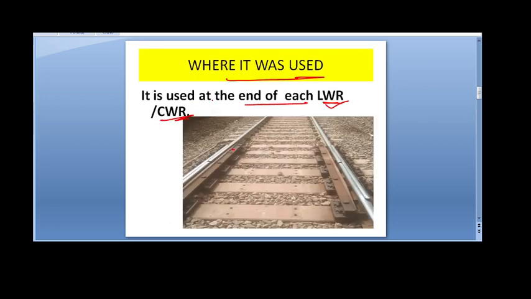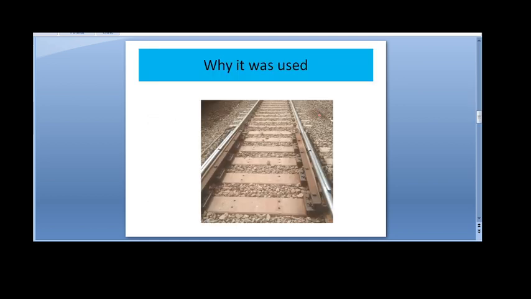You can see here, this is a LWR. This red portion from here to here is LWR. So at the ends of this rail, here one SEJ was provided and here one SEJ was provided. For this rail, here one SEJ and here one SEJ. So we provide this SEJ at the ends of each LWR or CWR track. Next question: we have seen what is SEJ and where we are providing it. Now, why are we providing this? Why was it used? Let us understand.